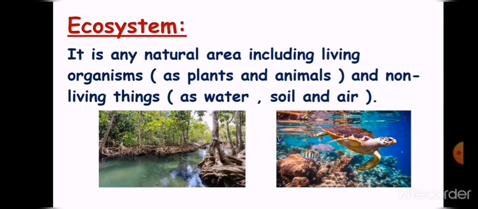So what is the meaning of the ecosystem? It's any natural area including or containing living organisms and non-living things. Living organisms as plants or animals, and non-living things as water, soil, and air.